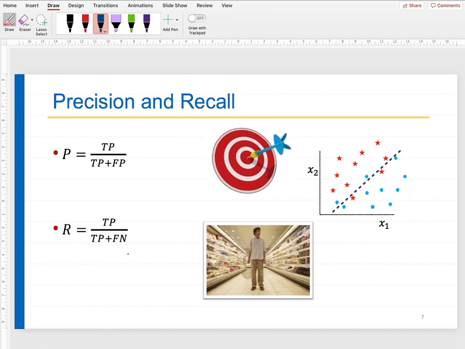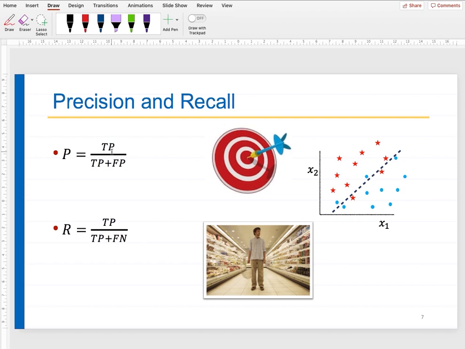What is precision? Precision means whenever I am hitting the dart, look at this figure, how many times it is actually hitting the bullseye, or how many times it is actually hitting the target. That is called precision. Whenever I am saying yes, how many times am I actually hitting the target? So it is true positive. True positive means you are actually saying yes when there is actually a yes. It means you are detecting the right disease.